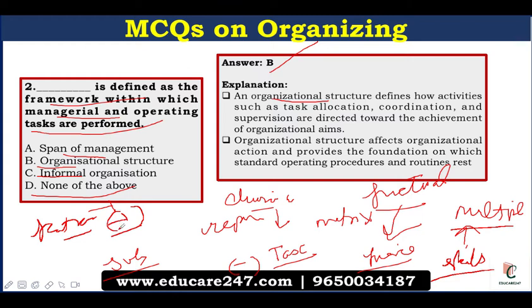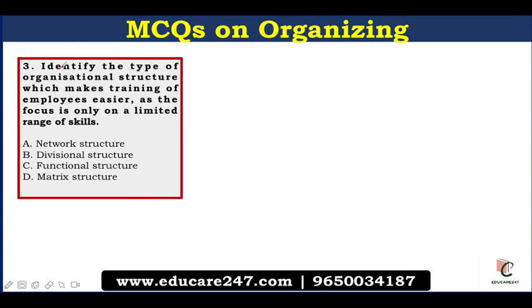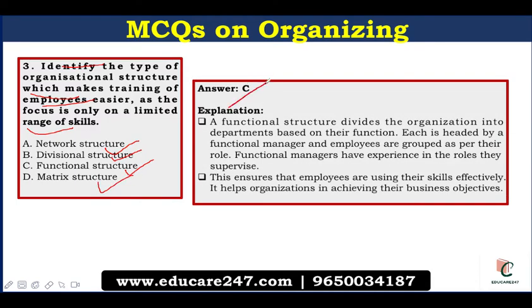Moving on to the next question. Identify the type of organizational structure which makes training of employees easier, as the focus is only on a limited range of skills, and the options are A. Network structure, B. Divisional structure, C. Functional structure, or D. Matrix structure. So the correct answer here is C, that is the functional structure.